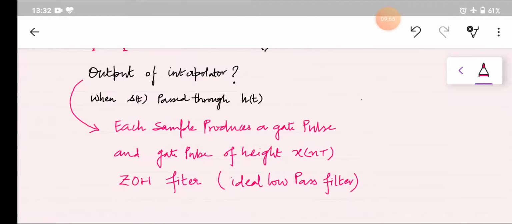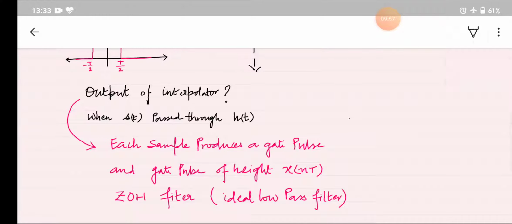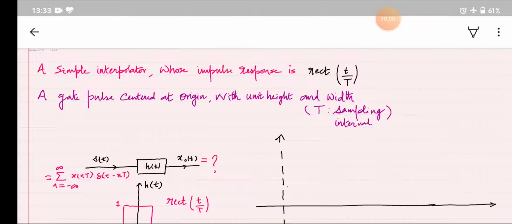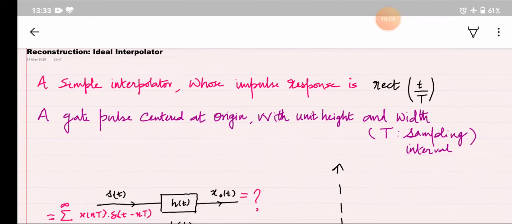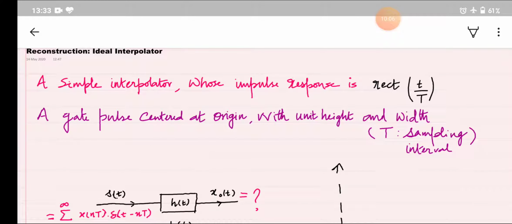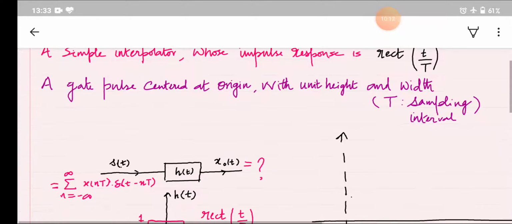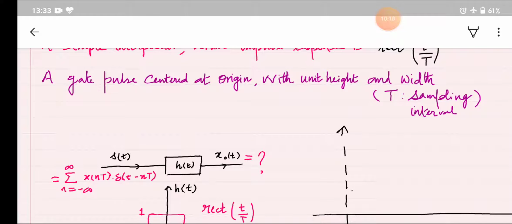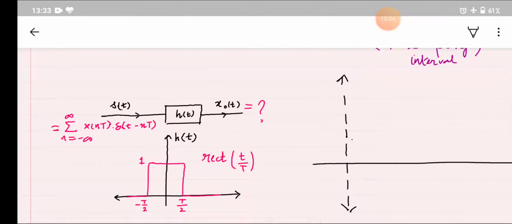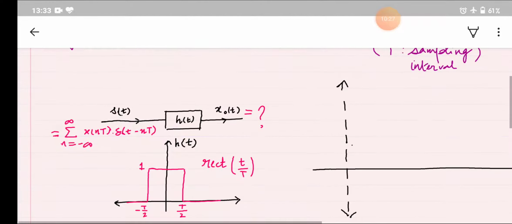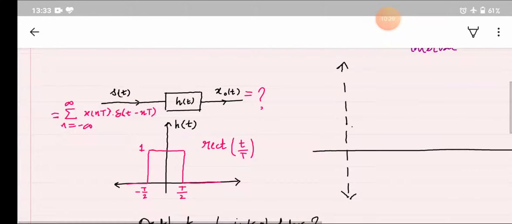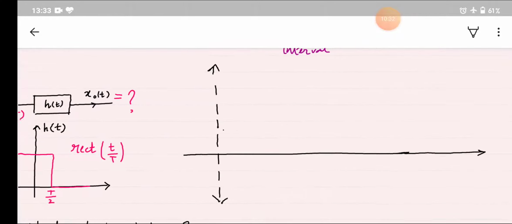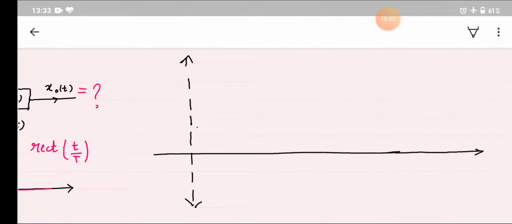So the ideal interpolator is a rectangular pulse, with impulse response HT equal to rect of T by capital T. This is a gate pulse centered at origin, as you can see here in the diagram, with height equal to 1 and width equal to capital T. So let us see what the output looks like.